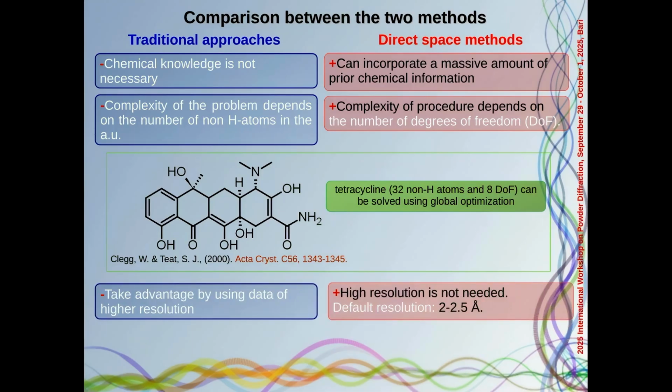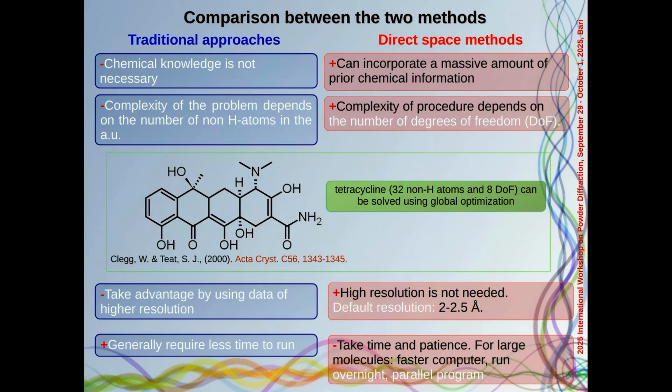Another difference: traditional approaches take advantage of data of higher resolution, for example, synchrotron data. In the case of direct space methods, you can solve structures using X-ray laboratory data and with a small 2theta range, because, for example, in EXPO the default resolution used for the data is 2.5 angstrom, but in general you can solve in the range of 2.5.